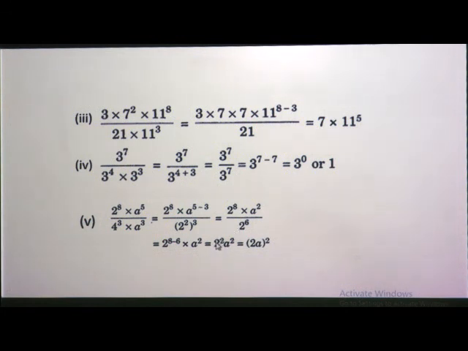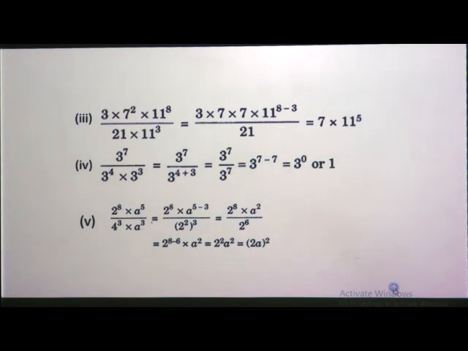Now, here the bases are different, a and 2 are different, but the powers are the same. So, we write a common power, taking these 2 bases as (2a) to the power of 2, or we can say (2a) square. So, in this way we have used many different laws of exponents to write in exponential form, and we have done the simplification of it.